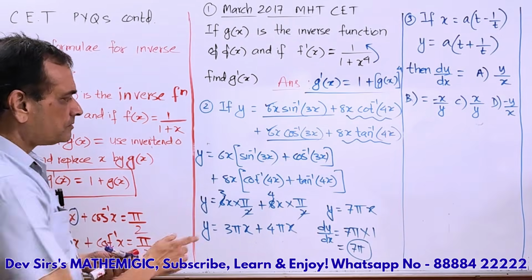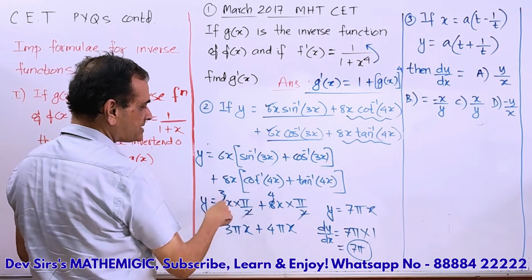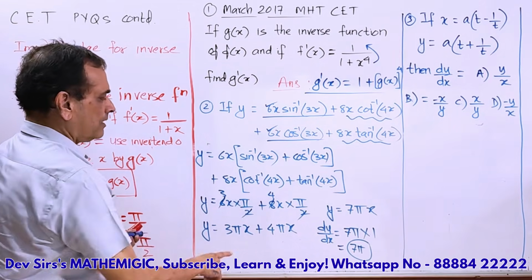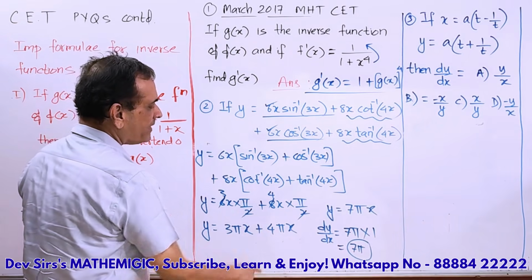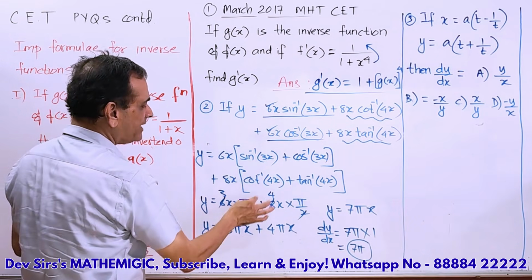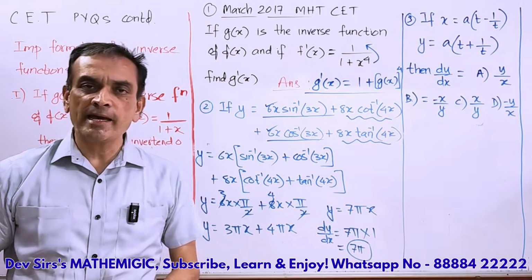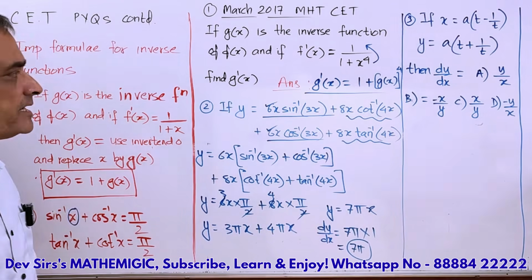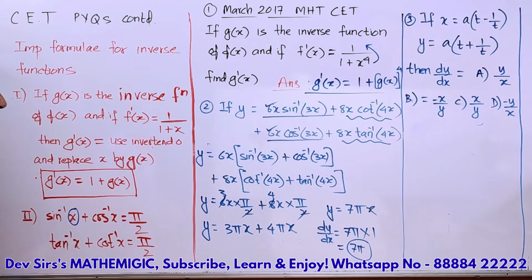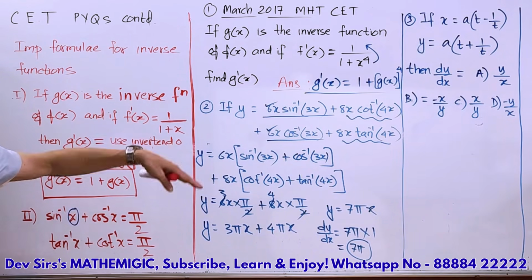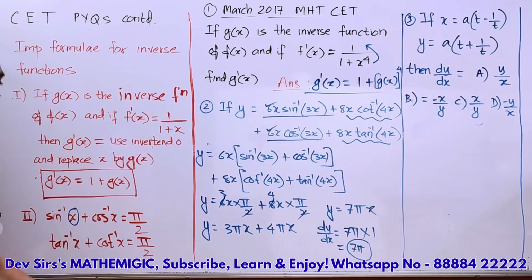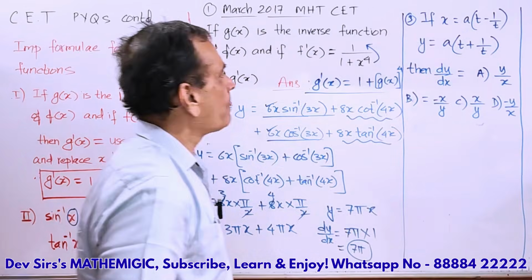Followed? So कॉमन निकालने के बाद, कैंसल करने के बाद 3 pi x plus 4 pi x remains because this is pi by 2. 2 गया यहाँ से. 7 pi x. So derivative of 7 pi x is 7 pi. Interesting sum? Okay? So both these were based on certain shortcuts which we can use. Next sum. थोड़ा अलग है.